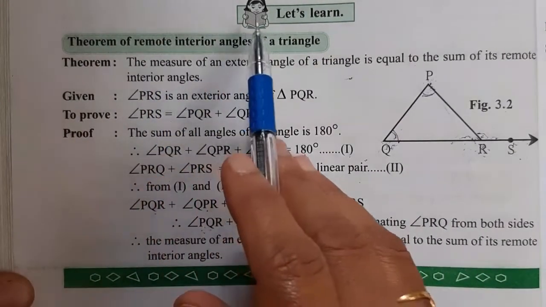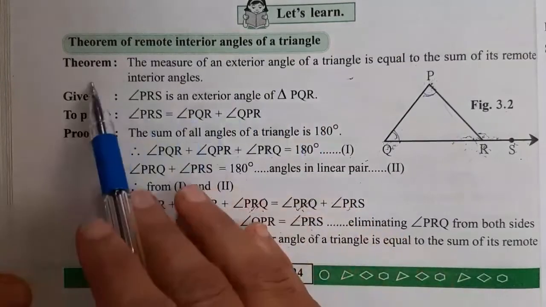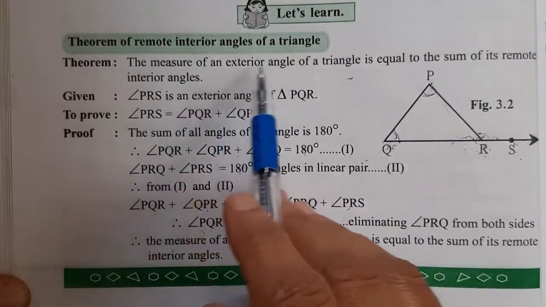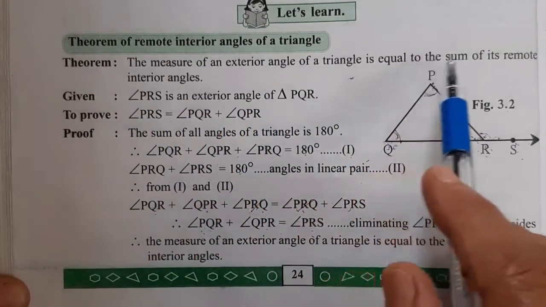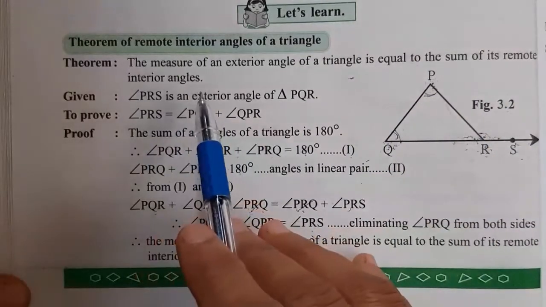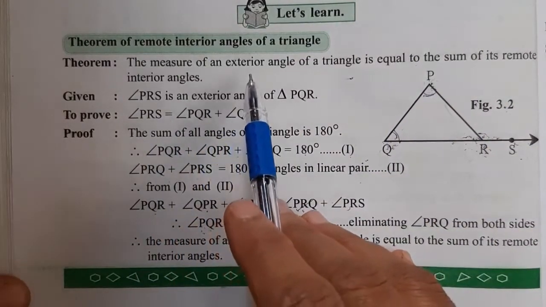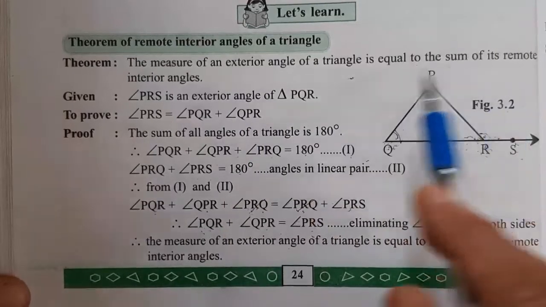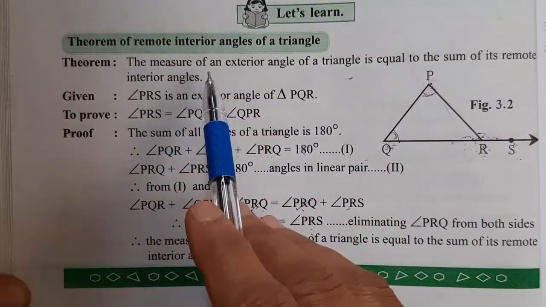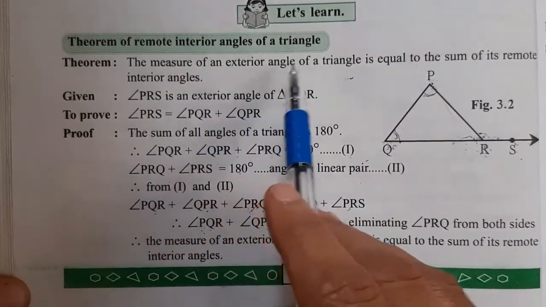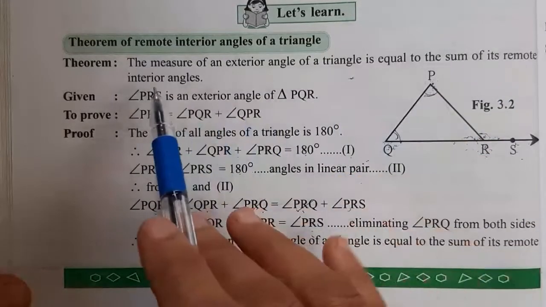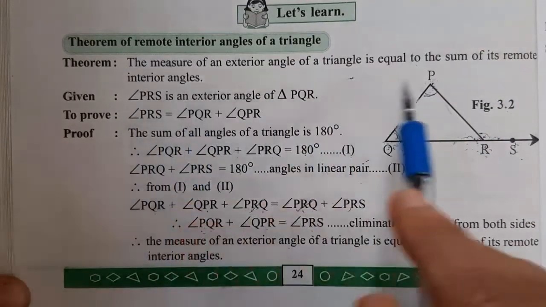Theorem of remote interior angles of a triangle. See the statement: the measure of an exterior angle of a triangle is equal to the sum of its remote interior angles. I already explained the meaning of exterior angle and remote interior angles. Now we have to prove that the measure of an exterior angle of a triangle is equal to the sum of its remote interior angles. Look at the diagram.